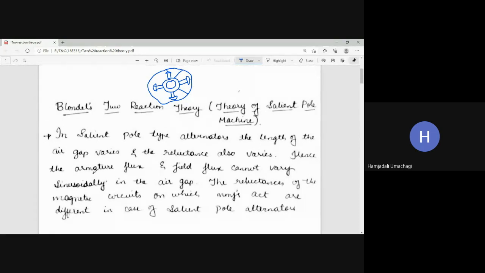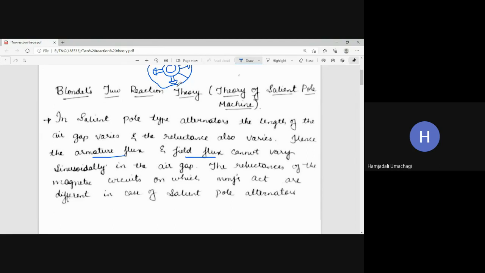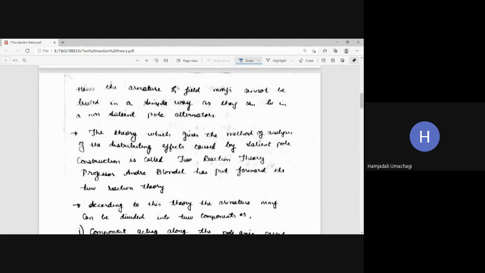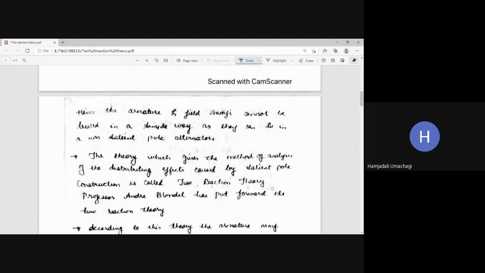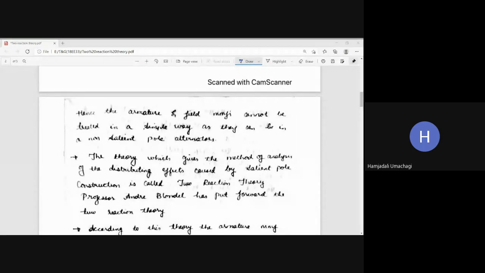Armature flux and the field flux cannot vary sinusoidally in the air gap, because the air gap keeps on changing, and accordingly the reluctance will be changing. Because of that, armature flux and field flux will not move sinusoidally. Hence the armature and field MMFs cannot be treated in a simple way as they can be treated in a non-salient pole alternator.